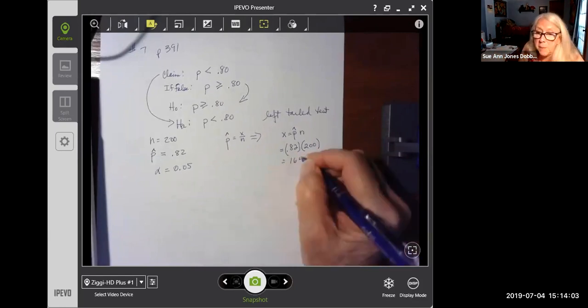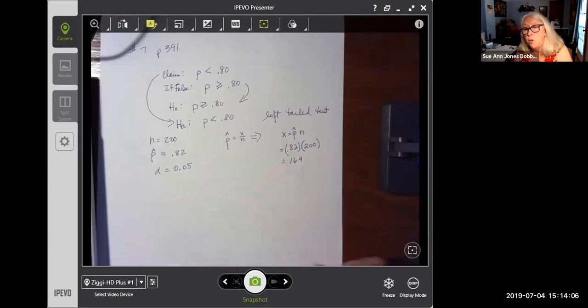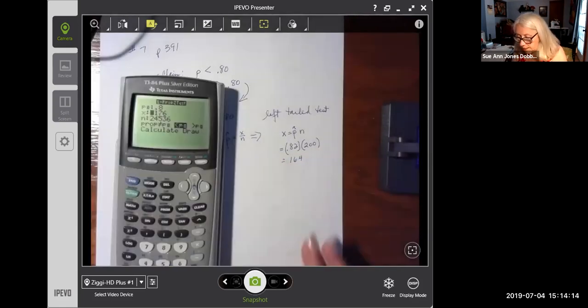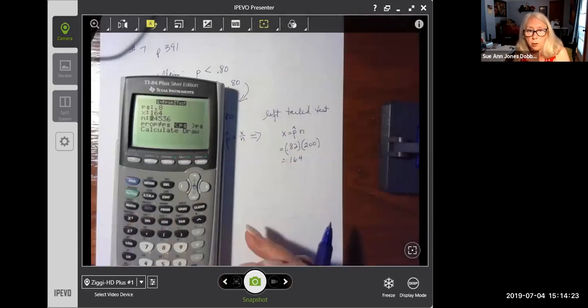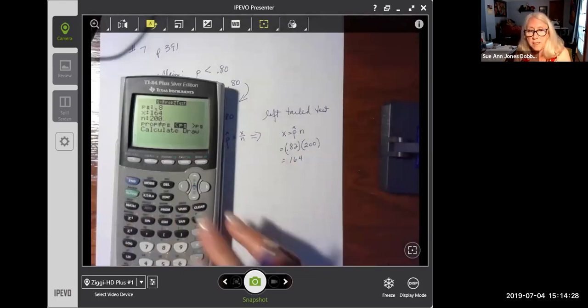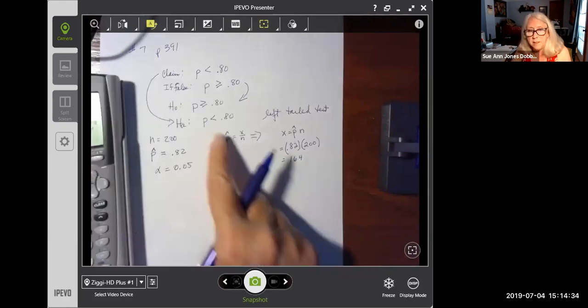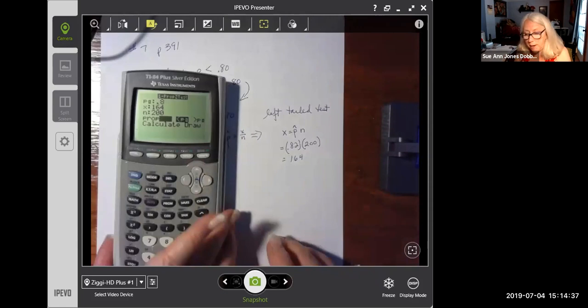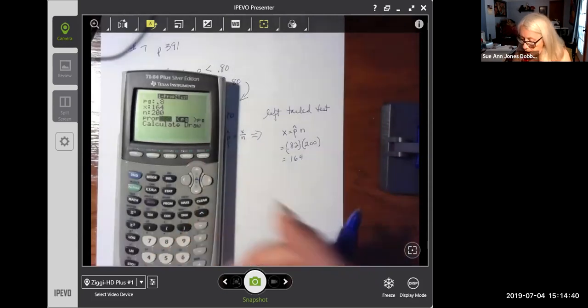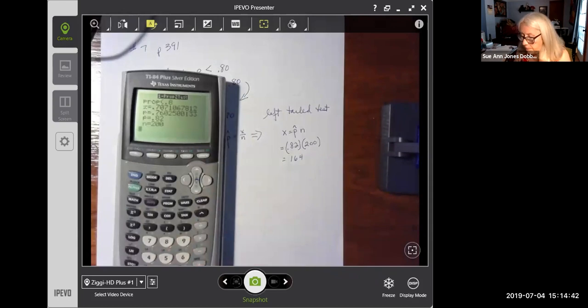And X must be a whole number, okay? So if you get a non-whole number when you do this, you have to round it to the nearest whole number. Okay. So X was 164, indicating that 164 people out of the 200 gave the response that they thought that all healthy children should be vaccinated. Okay, the N was 200. And then this must reflect the alternative hypothesis. The alternative hypothesis is less than. So it's already on less than. I don't need to change it. And then I go down to calculate.